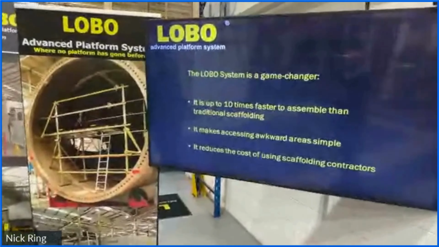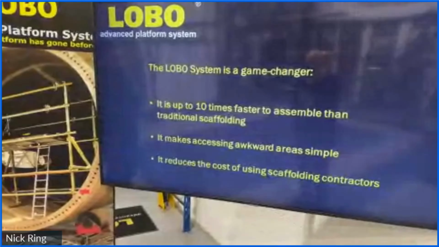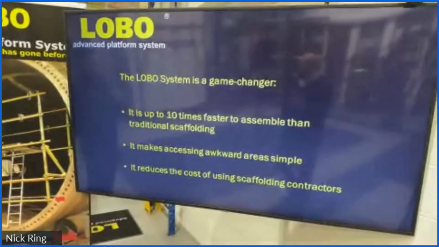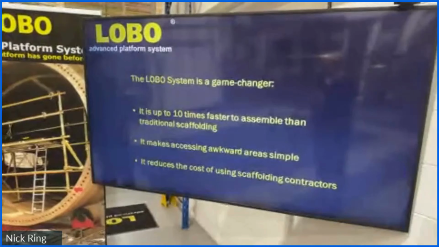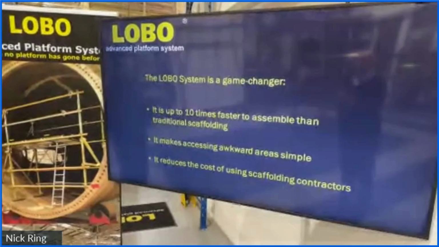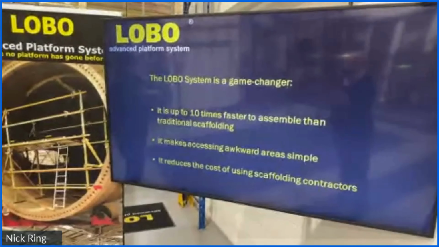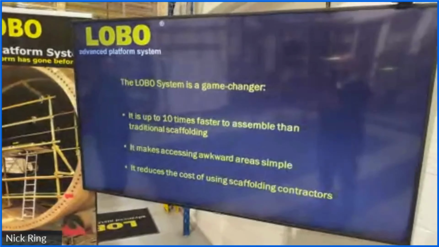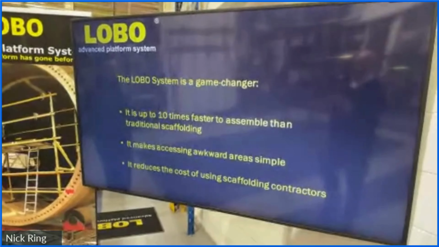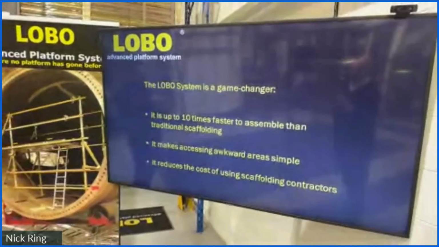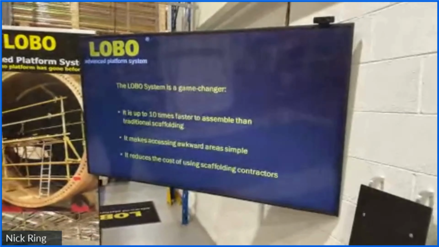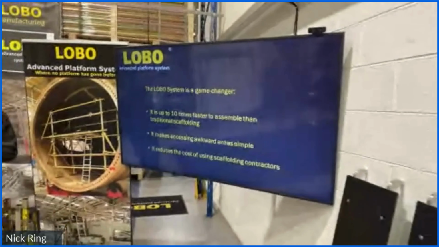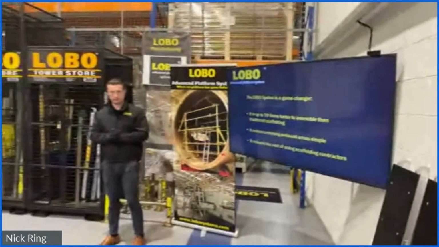Thank you very much. We always start off with LOBO by explaining that it is a game changer. We're up to 10 times faster to assemble than any other product, as referenced by Shell. What we do is make accessing those awkward areas straightforward and simple. Because we can do that, we can save you a lot of money by not using the cost of contractors.